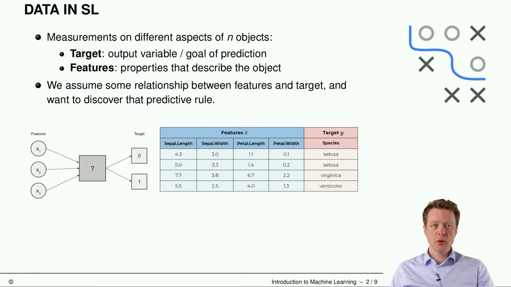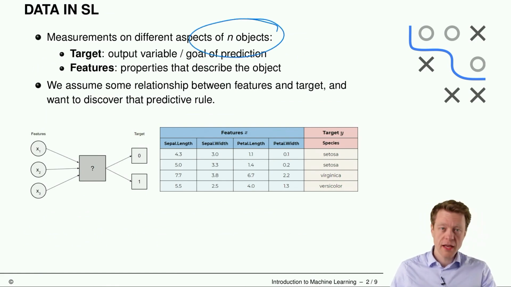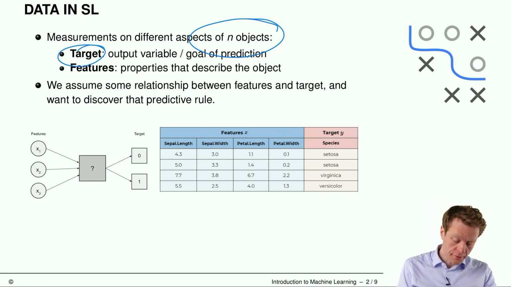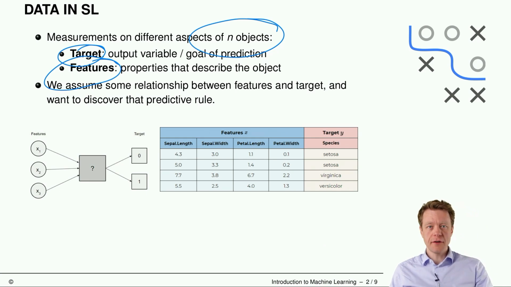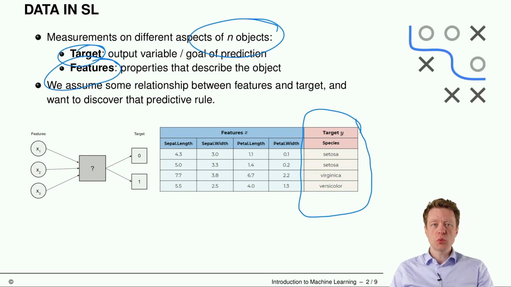So the data in supervised learning. We have different measurements on n objects, and we divide them into the target variable and the feature variables. The target variable is always the thing that we will try to predict. In statistics, this is also called response variable, for example. Could also call it output variable. And in the iris dataset, it just contains the class of these iris flowers, so setosa, virginica or versicolor.